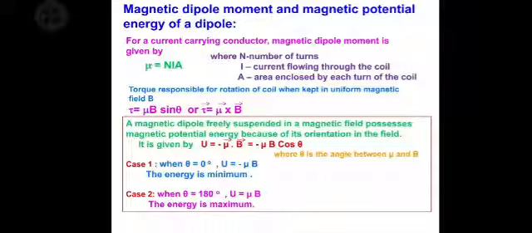Now you can consider two cases of theta. What happens when theta is equal to 0 and what happens when theta is equal to 180 degrees. When theta is equal to 0, U = minus mu B, and this is the minimum potential energy of a magnetic dipole moment in a magnetic field when both mu and B are parallel to each other. In case 2, if theta is equal to 180 degrees, U = plus mu B, and this is the maximum potential energy.